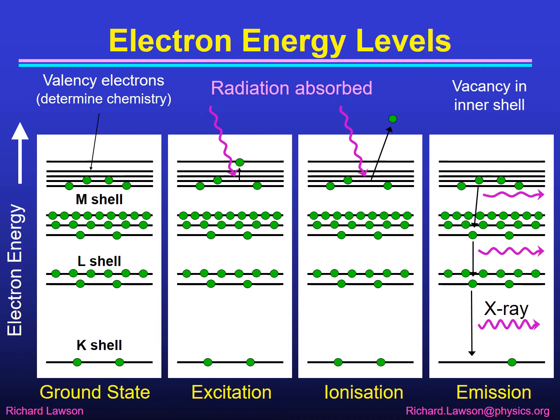If we lose an inner electron here, for example, we've knocked out an electron from the K shell, leaving a vacancy here, then this electron from the L shell can come down to fill that vacancy, leaving a vacancy which can be filled by one from the M shell, and so on. And this cascade of electrons coming down gives off the energy in the form of a radiation that we would call X-rays. So that's what happens with the electrons in the energy levels surrounding the atom.